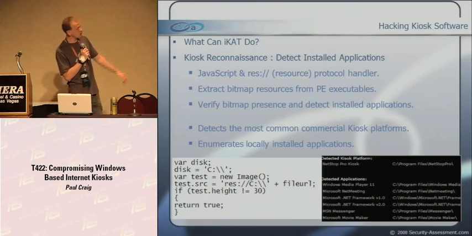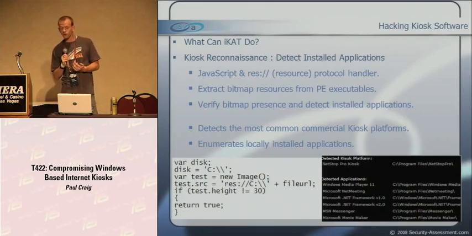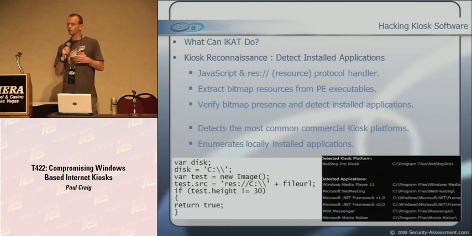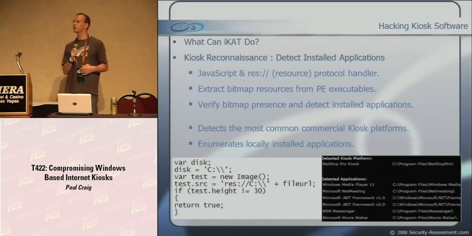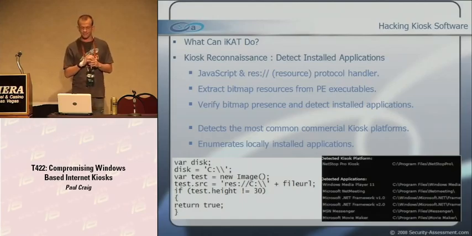So iCat is capable of detecting about 15 or 20 commercial kiosk products and about 40 or 50 installed applications. You can see on a little screenshot on the far right, it's detected the kiosk platform is Netstop Pro kiosk. It's detected that I have Windows Media Player 11 installed, NetMeeting, .NET Framework 1, 2, MSN Messenger, and Movie Maker. This is really important for me because this tells me what attack vectors I now have available, what input vectors are installed on this kiosk, and how I can now further define or focus my attacks.